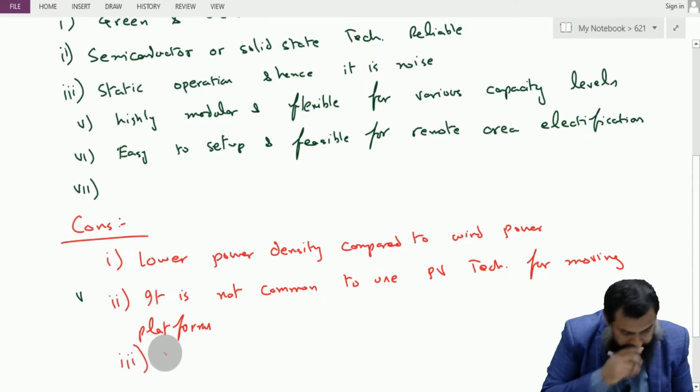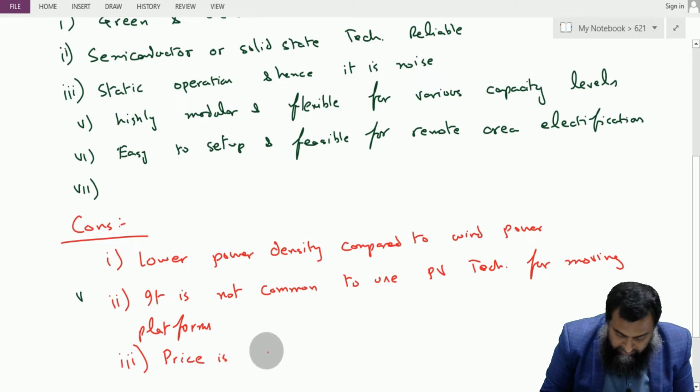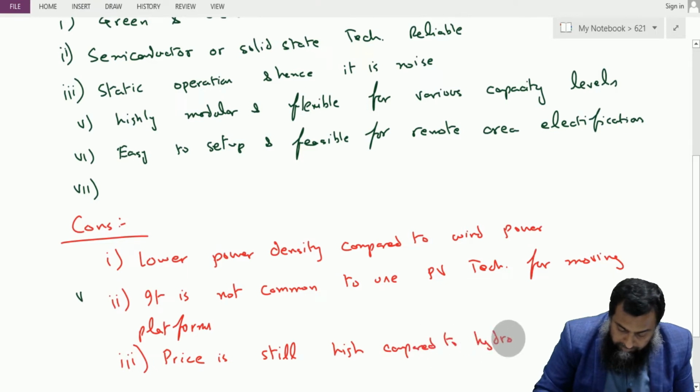And the number three is its price. Although it has declined considerably, it is still high compared to hydro and thermal power plants.